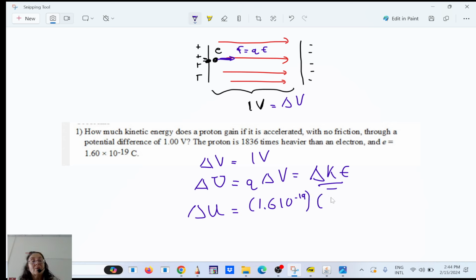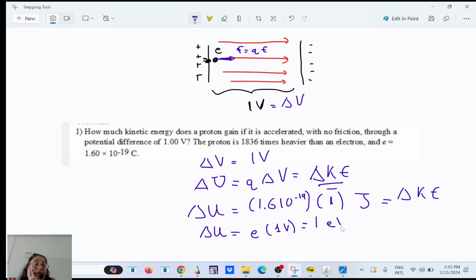Okay, times what? Joule. That's it. That will be turned into kinetic energy. So if it starts from E, you could say, if you use joule. If you don't want to use joule, you say my Q is going to be E times 1 volt, so I'm going to have 1 eV.